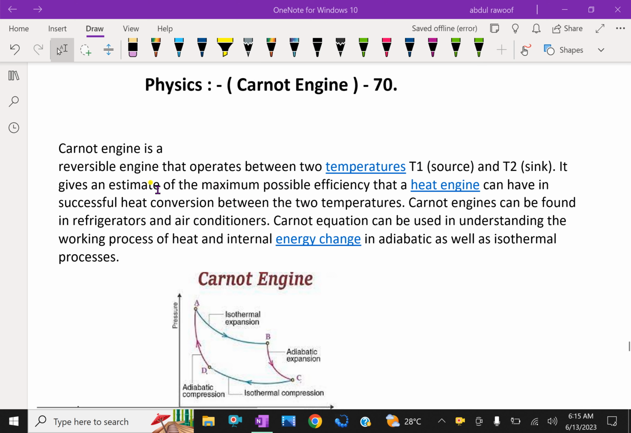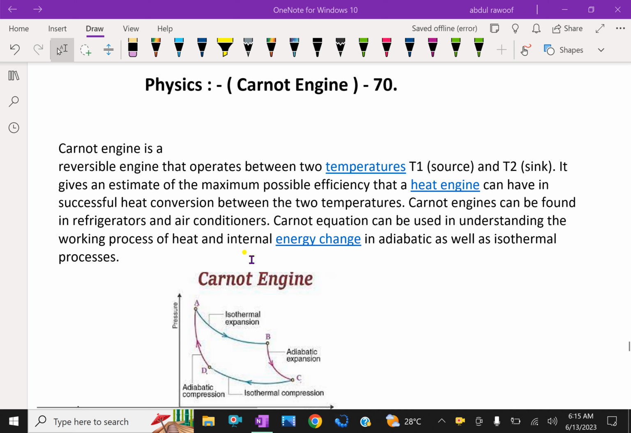In physics, let us discuss the Carnot engine. A Carnot engine is a reversible engine that operates between two temperatures, T1, the source, and T2, the sink. It gives an estimate of the maximum possible efficiency that a heat engine can have in successful heat conversion between the two temperatures.